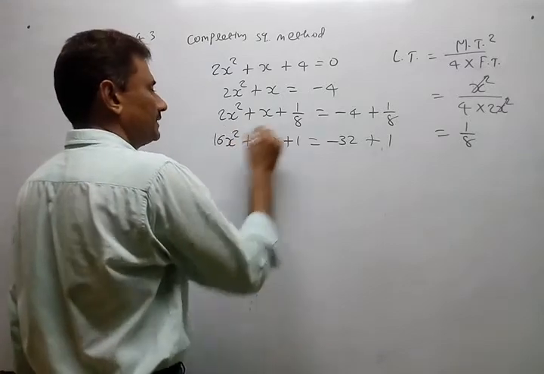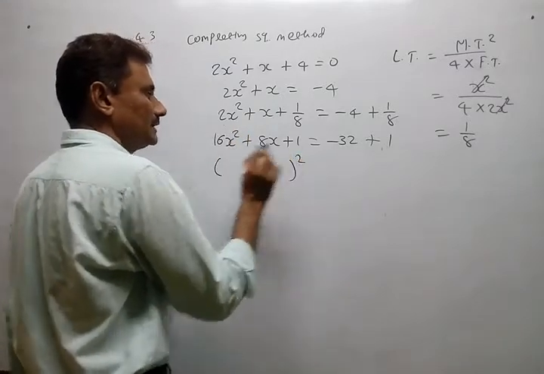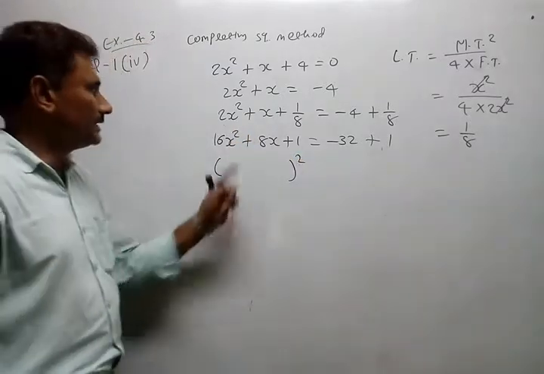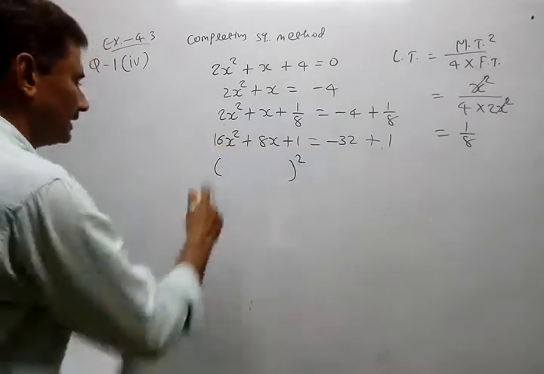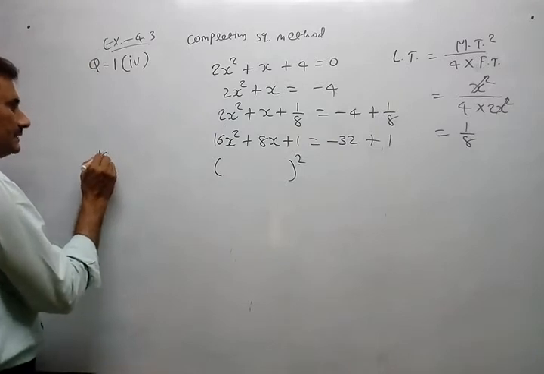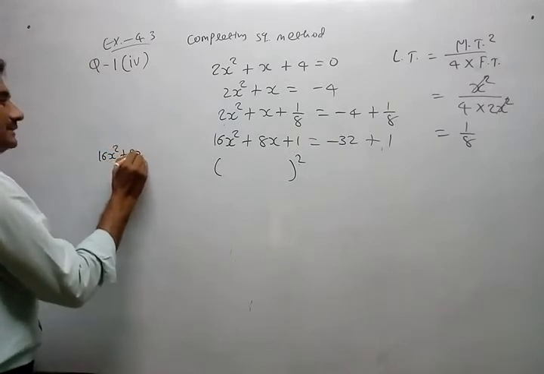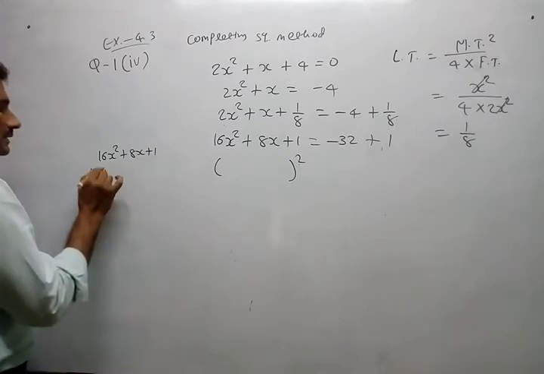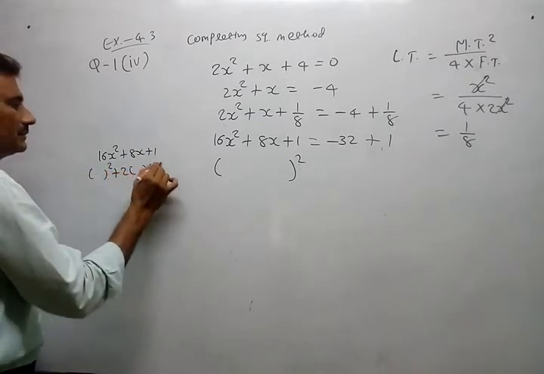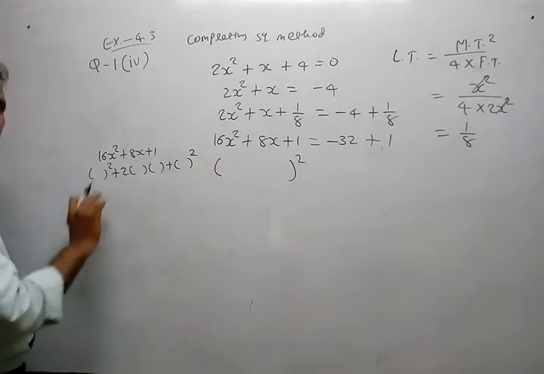Obviously this is a perfect square trinomial, so you can write it as a binomial and you can verify also. It is in the form of a square plus 2ab plus b square. If you want to verify, you verify this way. Every time we just assume it is a perfect square trinomial, but how? a square plus 2ab plus b square. If it is in this form, then it is okay.